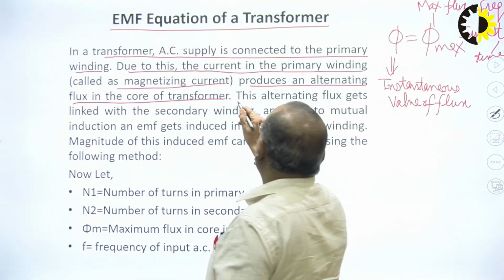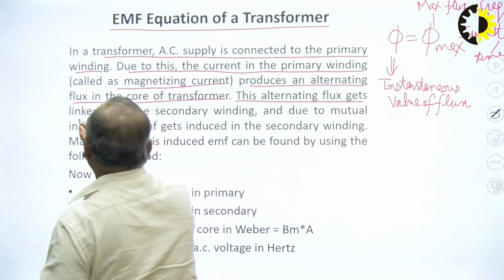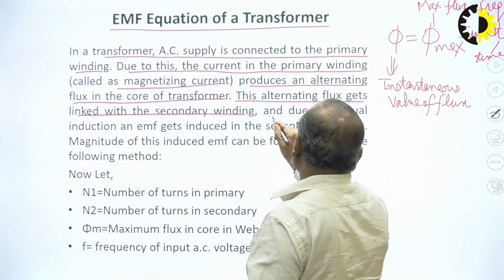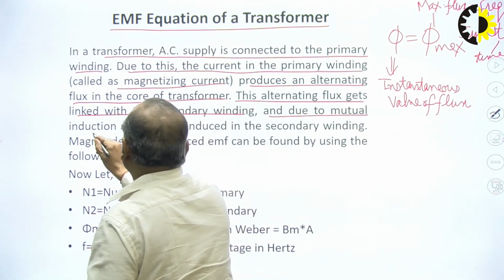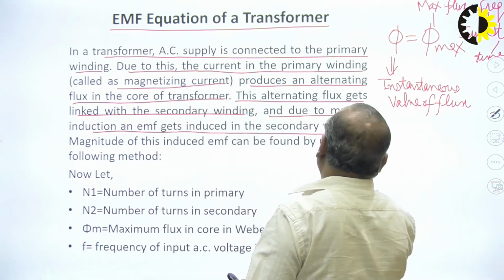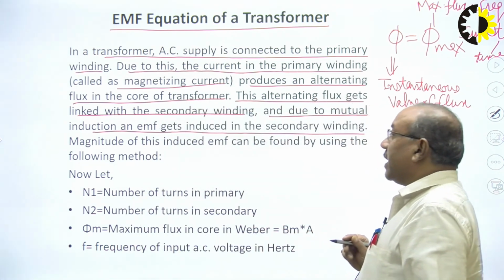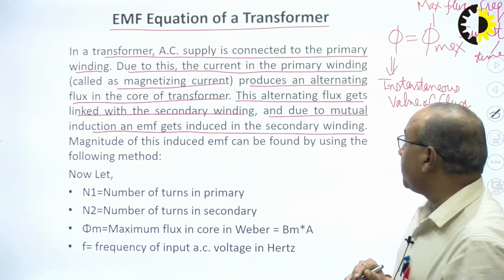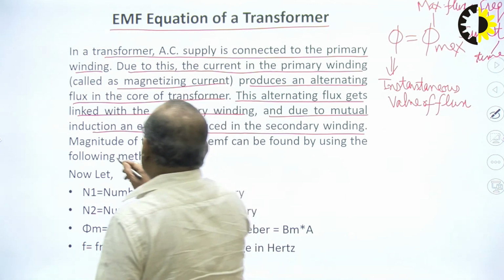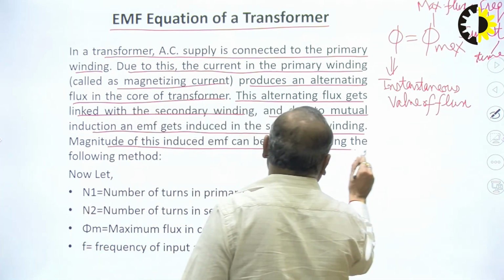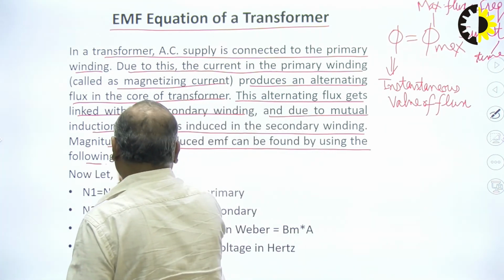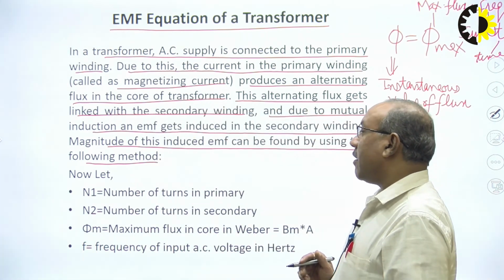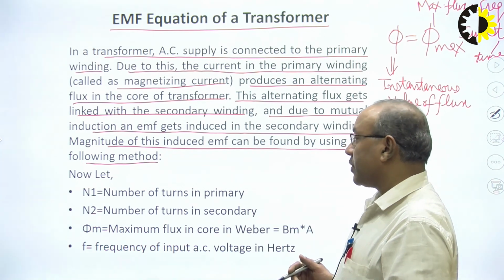This alternating flux gets linked with the secondary winding or secondary coil on the secondary side, and due to the process of mutual induction, an EMF gets induced in the secondary winding, which we have already discussed in detail when we discussed the working principle of transformer. The magnitude of this induced EMF can be found by using the following method. This is basically the derivation part for the EMF equation or the induced EMF on the two sides.